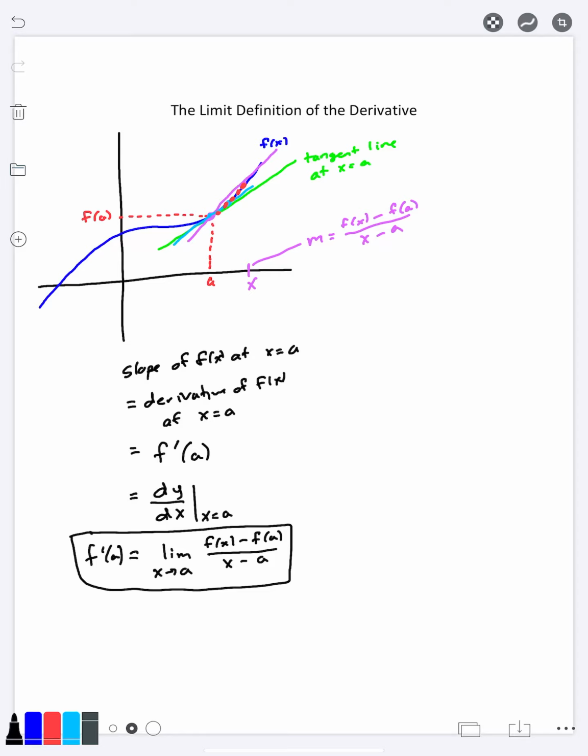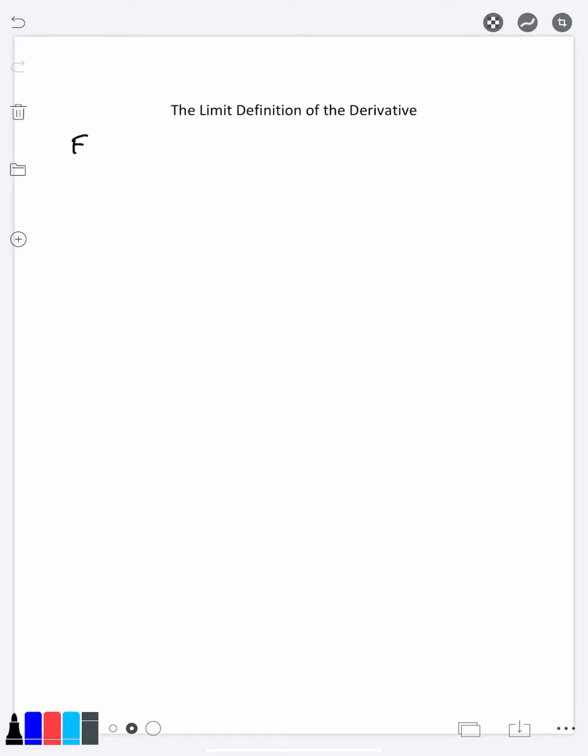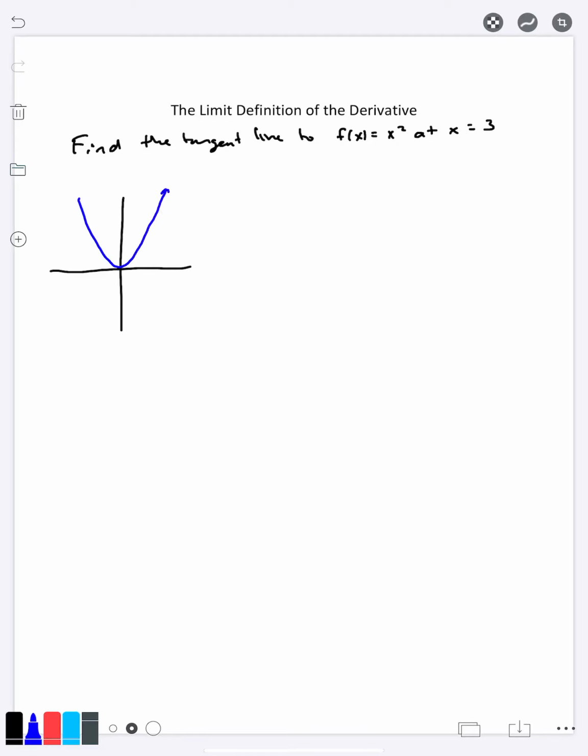Now let's do an actual example of this here. Let's find the tangent line to f of x equal to x squared at x equal to 3. So the idea is I have my parabola that we've seen over and over and over again. And I come over here and I look at the x value of 3. And what I want to do is find this line that just barely touches it. And whatever the slope of that line is going to be the slope of the function.